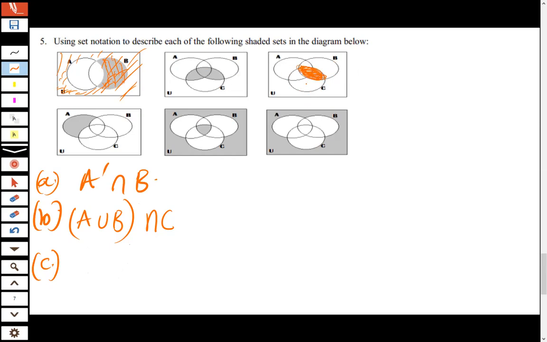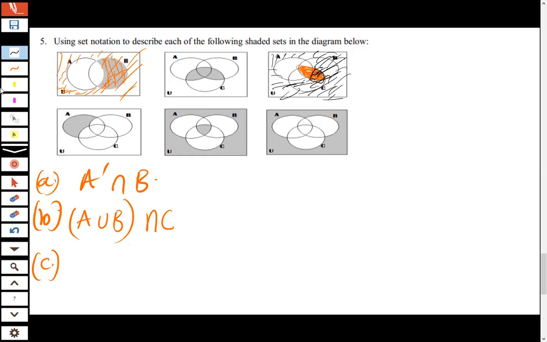This part, and then we also maybe include A complement. So A complement will just be everything that is outside A. So when you shade everything that is outside A, the part where the two colors are meeting, that's our shaded region. So we have this part here, that's where we have black and red.